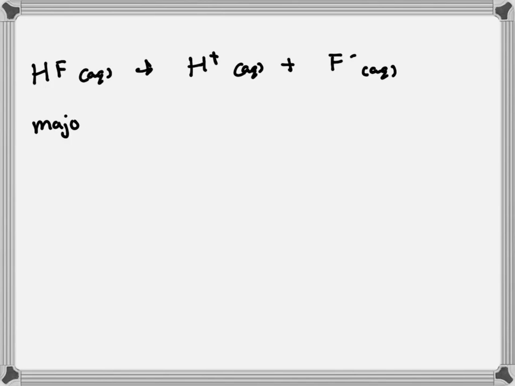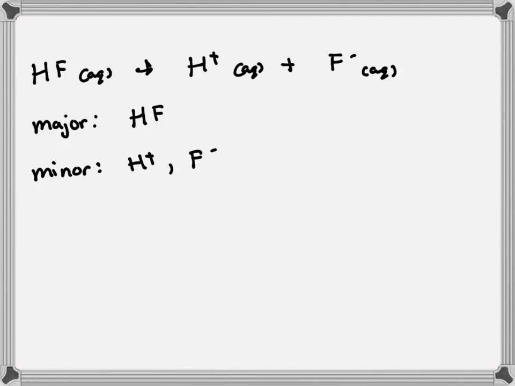All right, our next one is hydrofluoric acid. So that'll split into H plus and fluoride. Okay, this is also a weak acid because it's not on your list of strong acids to memorize. So our major species will be our intact hydrofluoric acid, and our minor species will be the hydrogen ion and the fluoride ion.